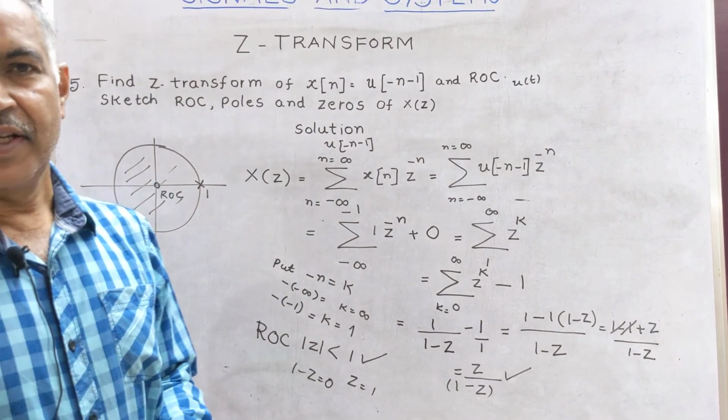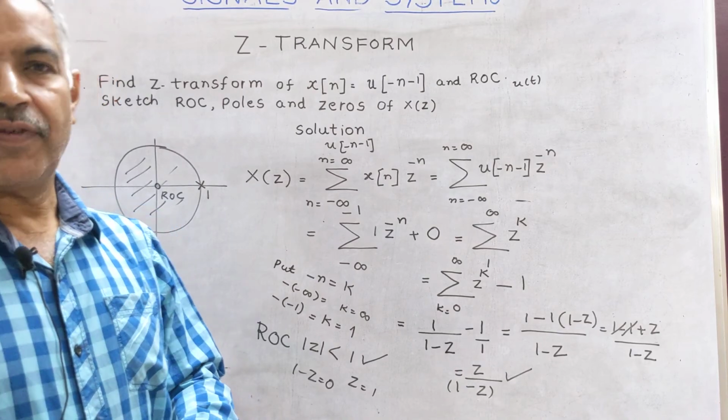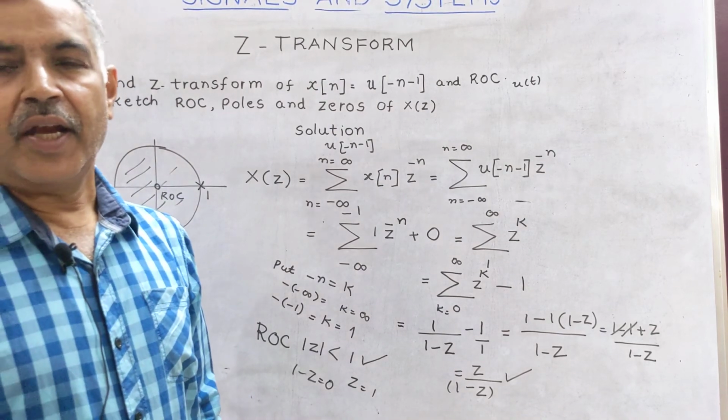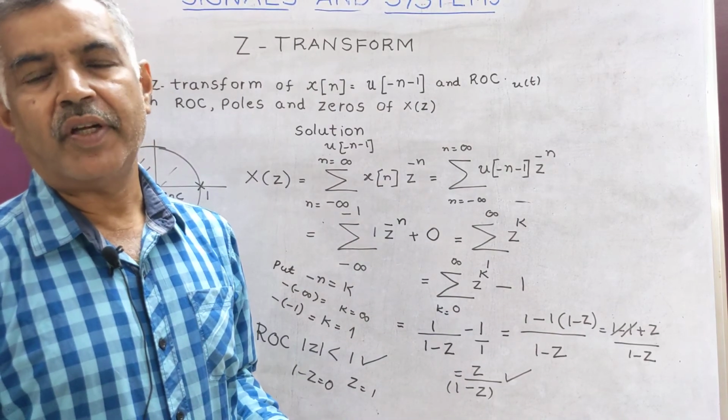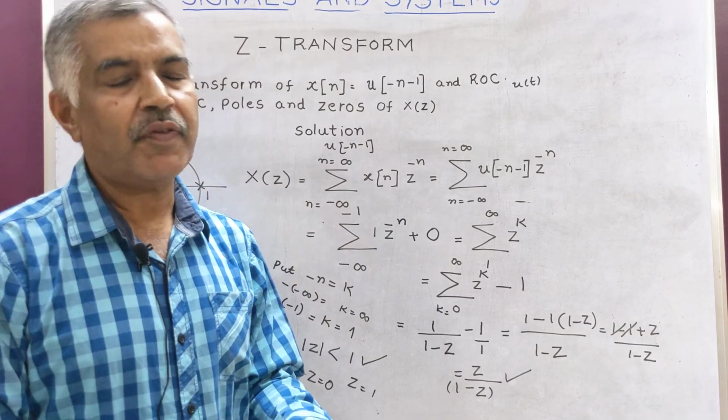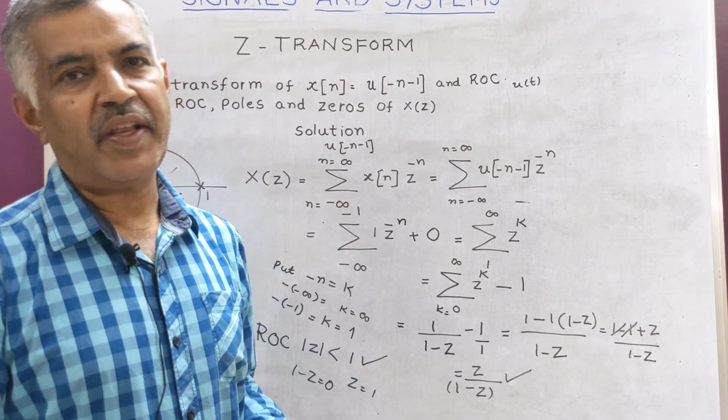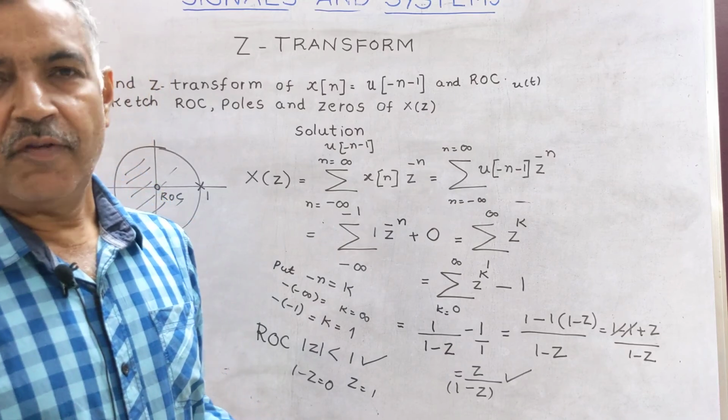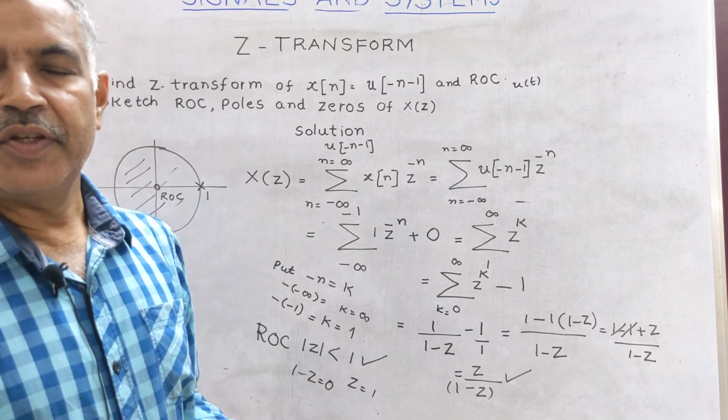In the next class, I will take up properties of Z transform, and there are around 6 properties. I will take them up one by one, and from the point of view of examination, the proof is very important. I will give proofs for these properties, and we shall meet in the next class.